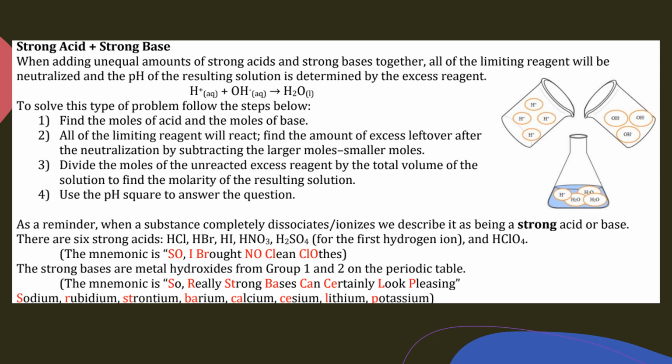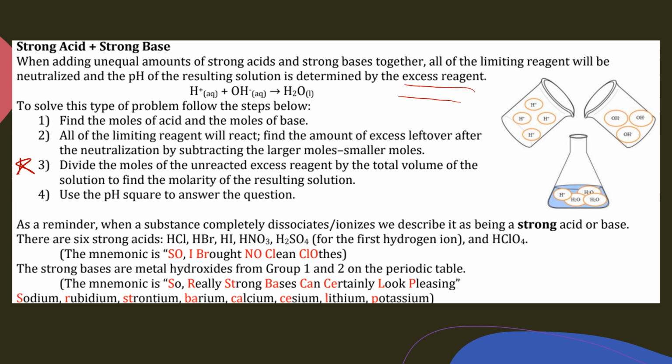So just be prepared. If you have a strong acid and a strong base, and you have an unequal amount of each, the limiting reagent will be neutralized, and the pH of the solution is based on whatever is left over. This is kind of an easy one. You have to find the moles of acid and base, subtract the smaller from the larger one. Whatever is left over is your excess reagent, and then you divide the moles of that by the total volume of the solution, and you'll find the new molarity of the solution. And from there you can get the pH.